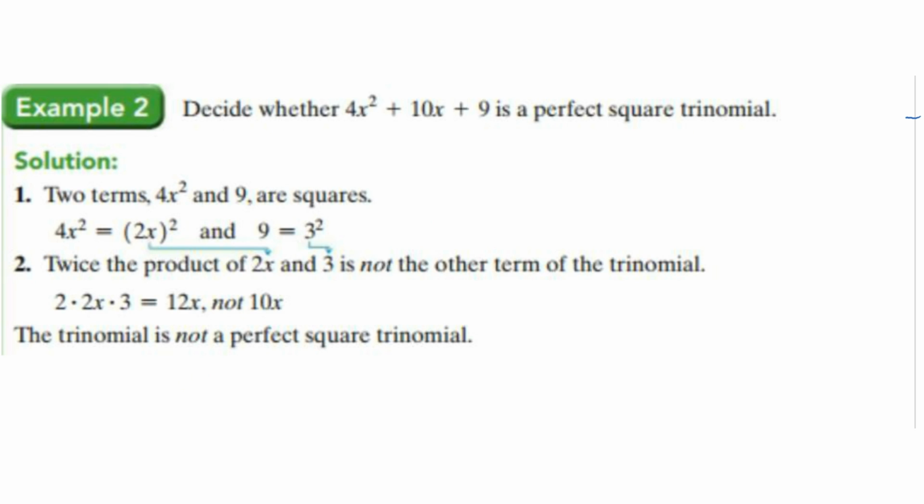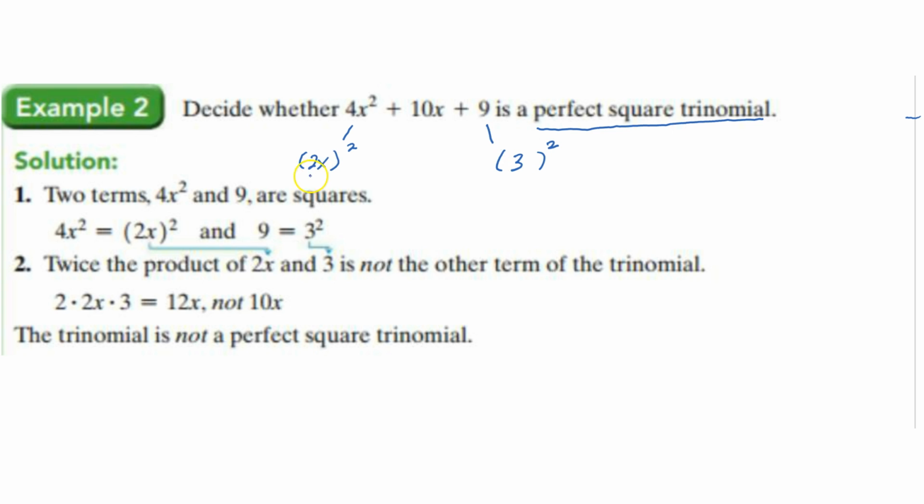So we're going to follow the same logic. We're going to decide whether 4x squared plus 10x plus 9 is a perfect square trinomial. We have to look at the first term. Can you square something to get 4x squared? And we're going to look at the last term. Is there something that you can square to give you 9? And of course there's 3. 3 squared gives you 9. And of course 2x gives you 4x squared.